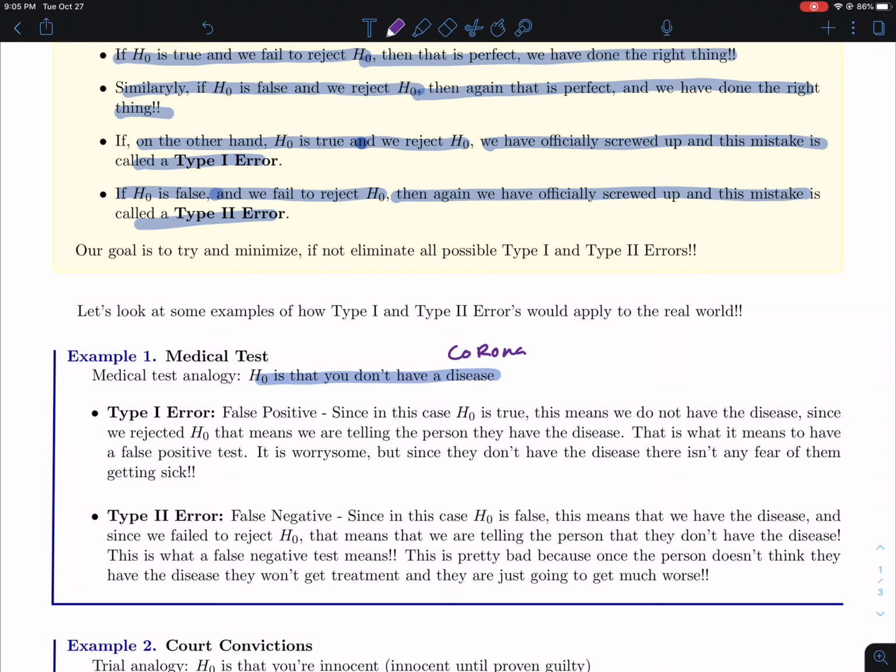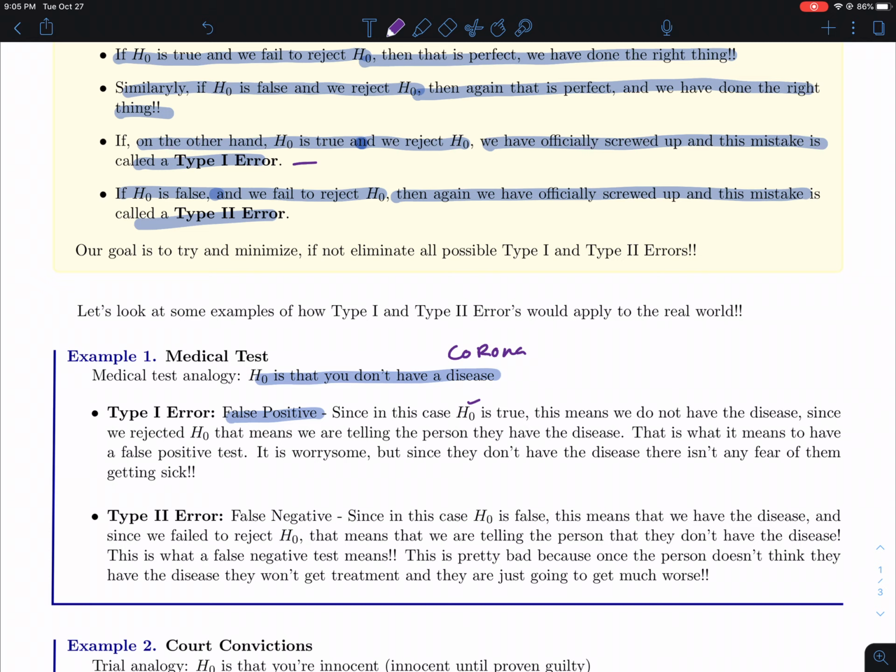You don't have corona disease or the COVID disease or whatever. And so a type 1 error would be, in medical terms, what's called a false positive. And so I kind of ran through what's going on. So in this case, H naught we know is true, because that's what it means to be a type 1 error. It means H naught is true.